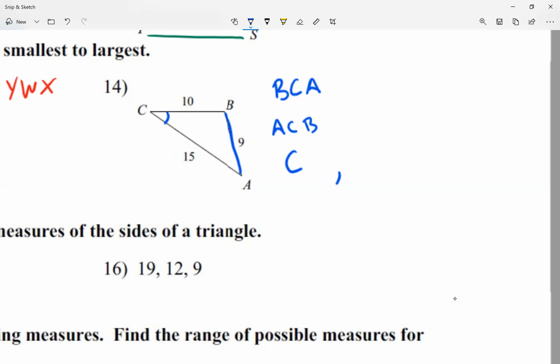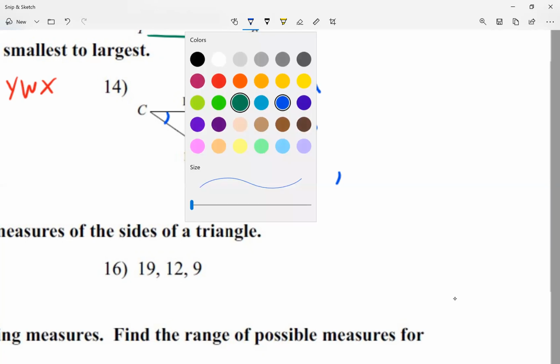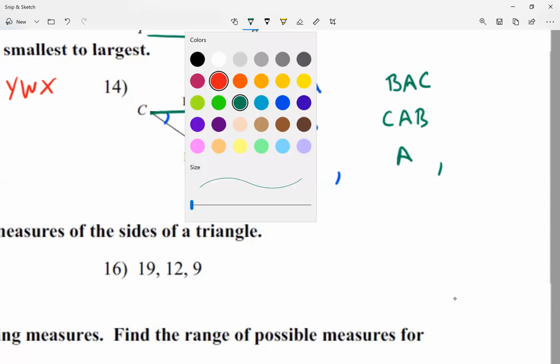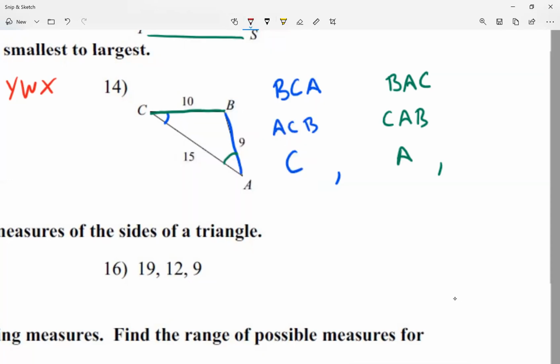All right, the medium side is 10. The angle farthest away from 10 is this one. So let me show the choices that we have. I can use all 3 letters, make sure A is in the middle. So I could call this angle BAC, CAB, or A. Any of those 3 will do it. Make sure they're all capital though. Like I said, one of those 3.